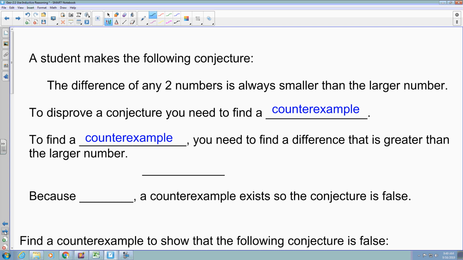So you could say something like 8 minus -4 is going to equal 12. All right. Eight's the larger number. It's a difference, and the result became larger than that larger number. So because 12 is greater than 8, a counterexample exists, so the conjecture in this case is false.